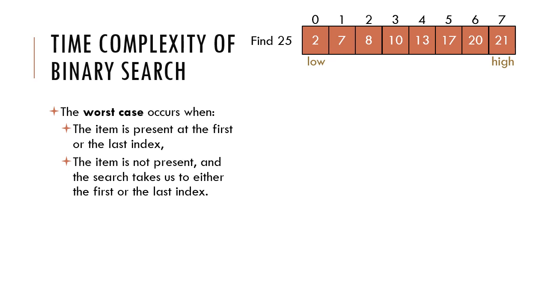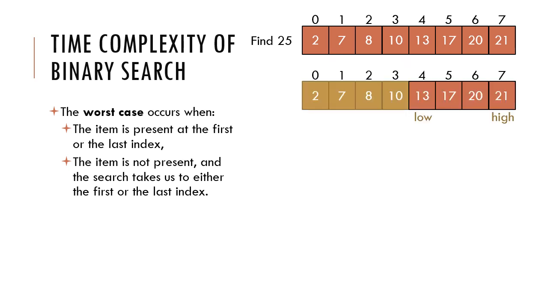I set low to 0, high to 7. Low is less than or equal to high. I compute mid, which turns out to be 3. I compare 25 with 10. 25 is greater than 10. So I shift my focus towards the right of 10. Low is mid plus 1. This happens. Low is 4, high is 7.